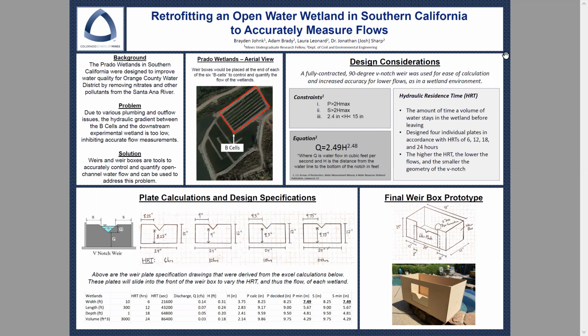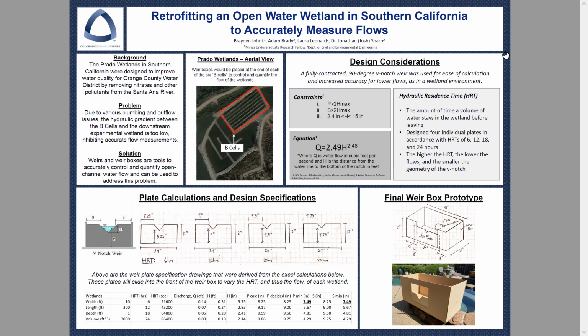School of Mines. So just some background, the Prado wetlands are a series of wetlands in Southern California that were designed to improve water quality for the Orange County Water District, and they do this by removing nitrates and other pollutants from the Santa Ana River and emptying it back into the river.